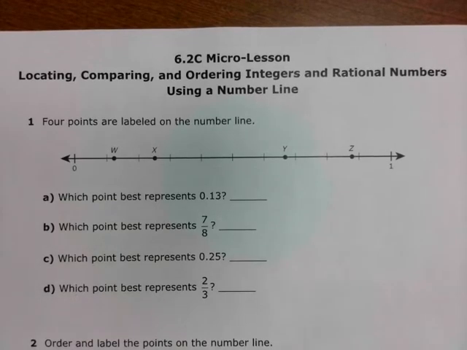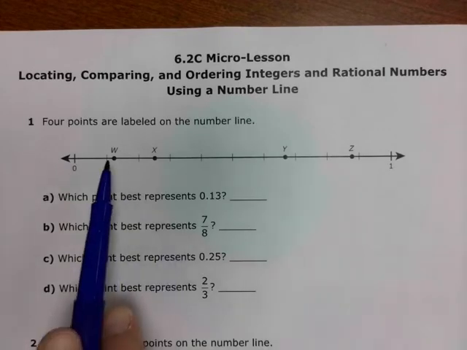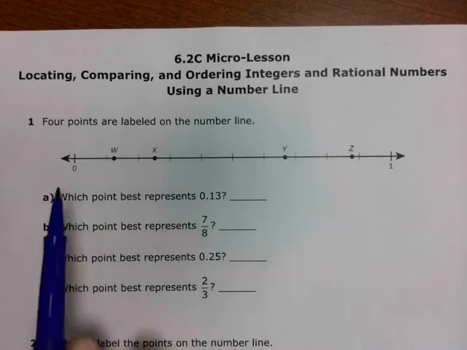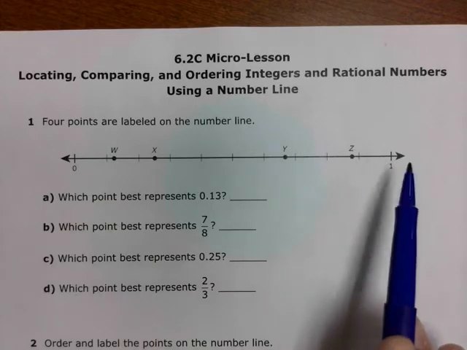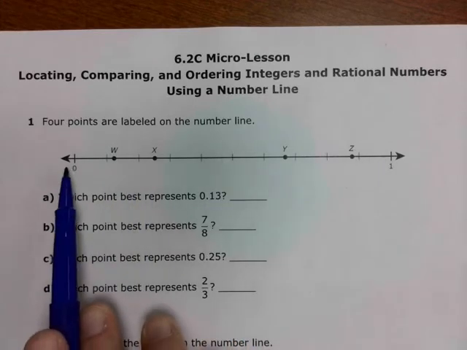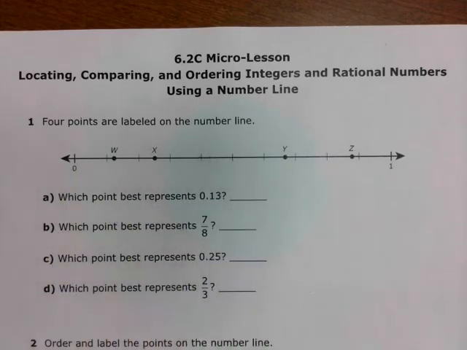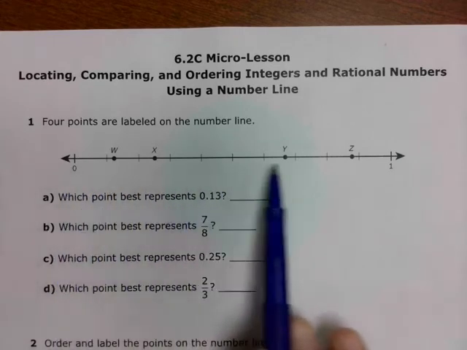Number 1 says 4 points are labeled on the number line. We have W, X, Y, and Z. Notice my number line starts at 0 and it ends at 1. So these are not 0, 1, 2, 3, 4, 5. So it's not going to be quite as easy as we might think. This whole space is representing 1.